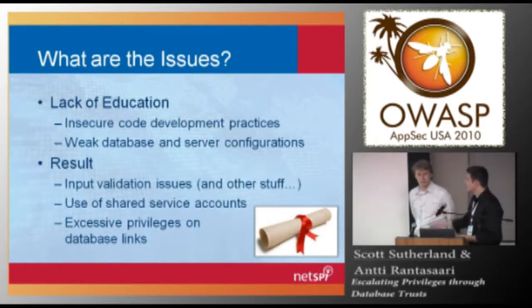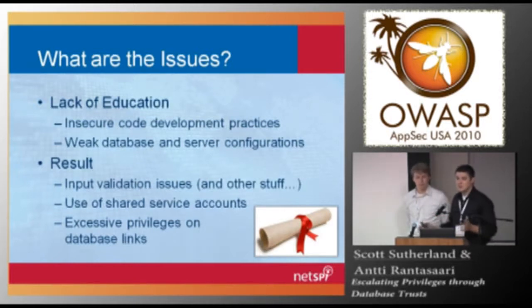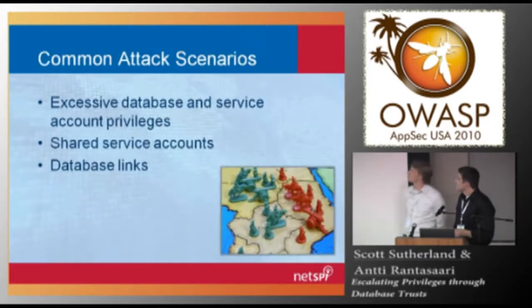So the result, we have input validations that are on these low-value apps that are being leveraged by attackers, and of course, all the other stuff that comes in the OWASP top 10, all the business logic issues. Use of shared accounts, and excessive privileges on database links, and pretty much every other type of account in the environment. So next, let's talk about the attack scenarios we're going to be hitting.